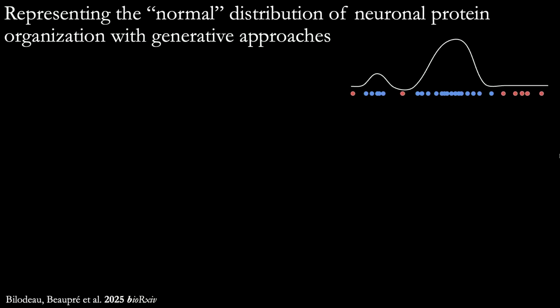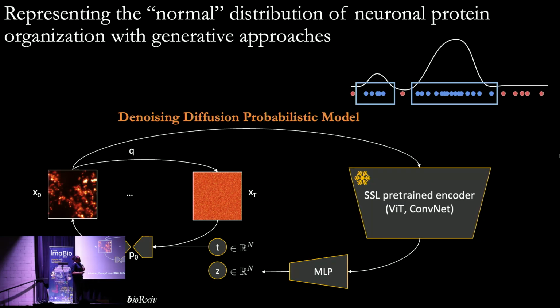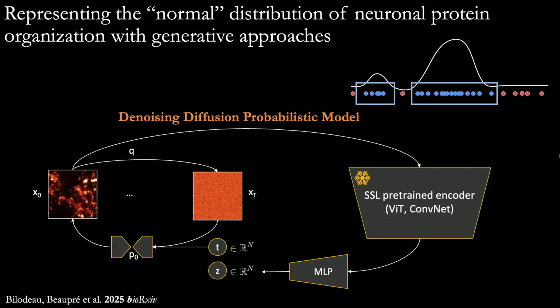So for image generation, our goal is to represent the normal distribution of neuronal proteins and use our self-supervised model to understand well what a normal neuronal protein is, in order to be able later on to detect some anomalies, some outliers. And so what we train is a generative model that will be conditioned on a self-supervised pre-trained encoder. Here there is a snowflake because it's frozen. So this is our model that we have trained on the very large data set.